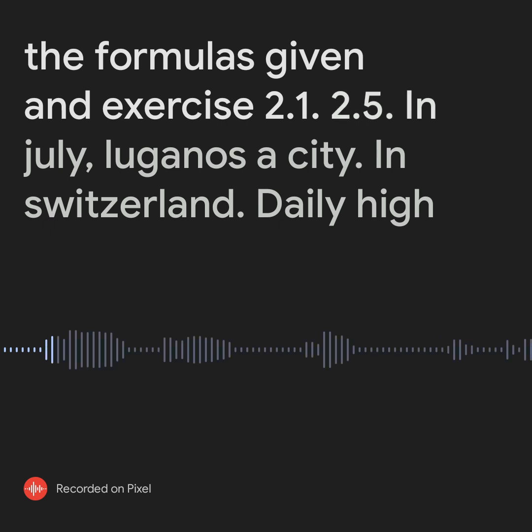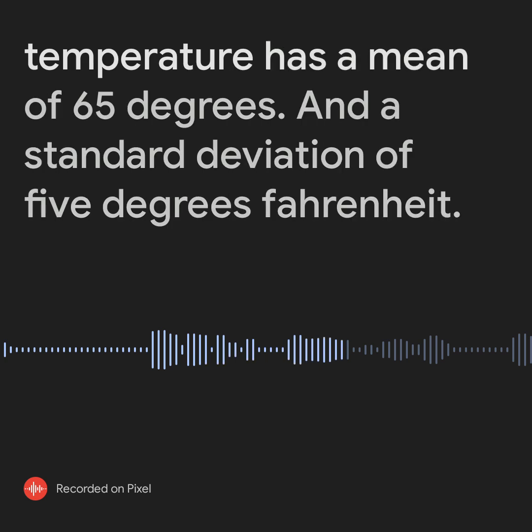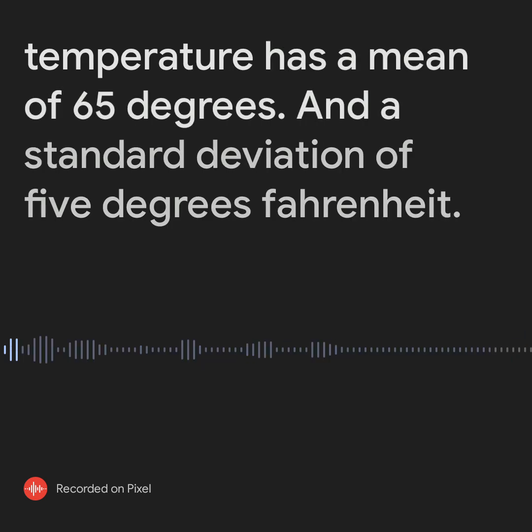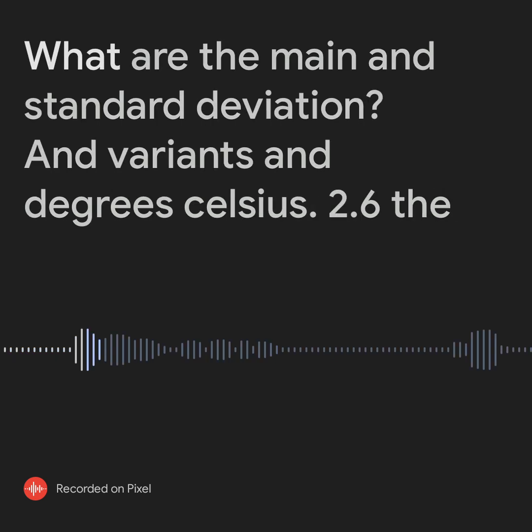2.5. In July, Lugano, a city in Switzerland, daily high temperature has a mean of 65 degrees and a standard deviation of 5 degrees Fahrenheit. What are the mean and standard deviation and variance in degrees Celsius?